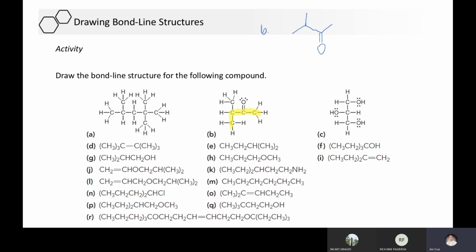So tama yung sagot ni Cart, pati ni Rika. So congrats, no? Sabihin niya, mas madali na yung future topics natin, no? Letter E. CH3, CH2, CH2, CH3. So may dalawang CH3 sa CH2 na yun.